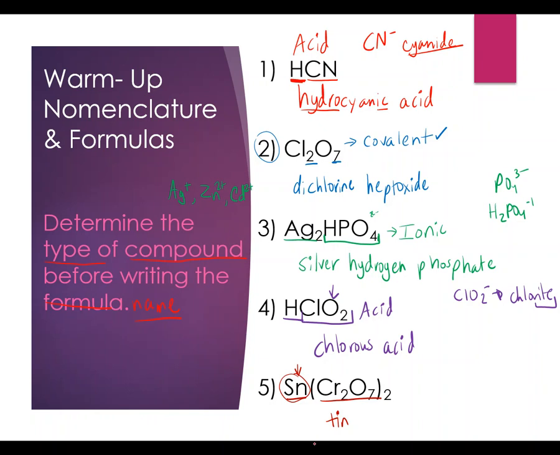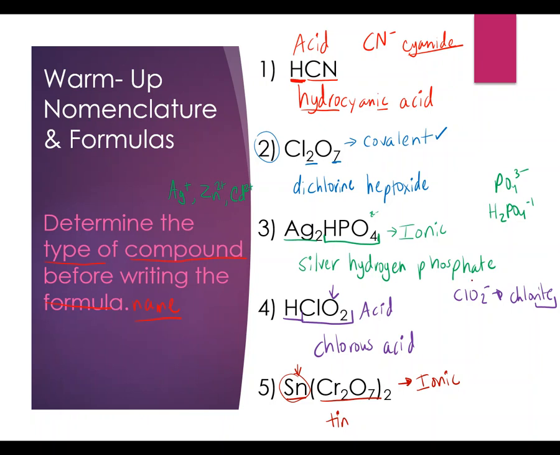And tin, of course, is a type of what? Metal. So that means this is going to be ionic. Very good. Okay, yes, definitely ionic. Now this is tin. So the next thing I ask myself always is, does it need a Roman numeral? Is that a yes or a no? It is a yes.